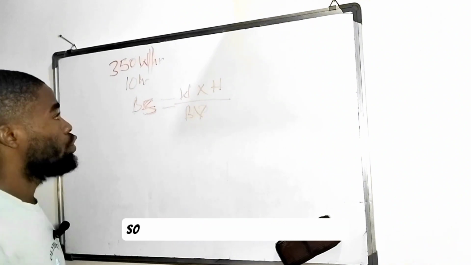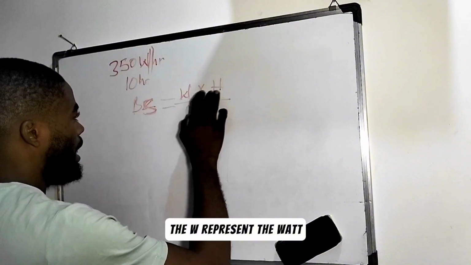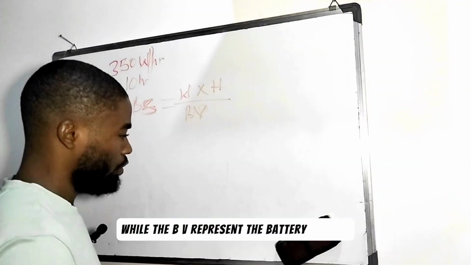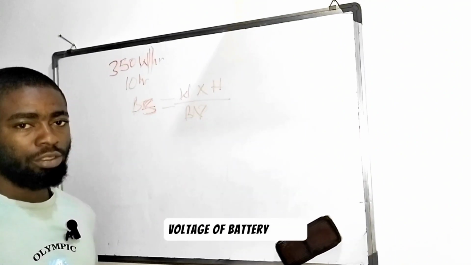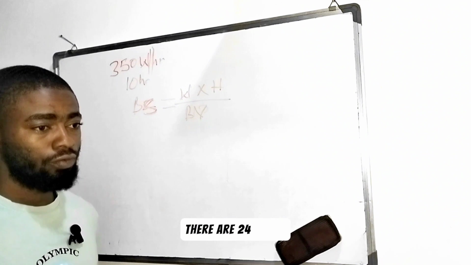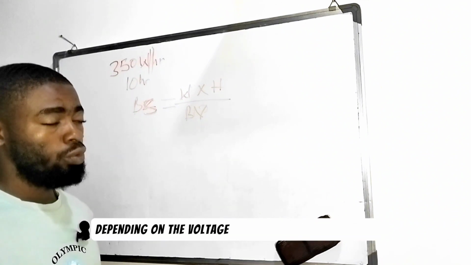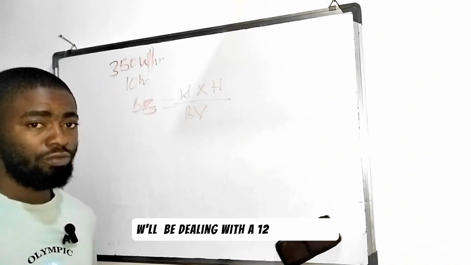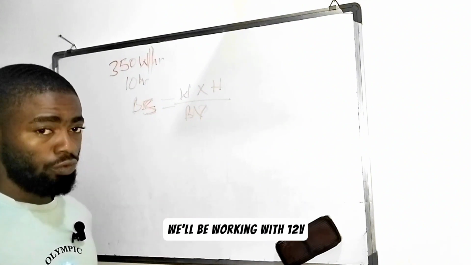So there is no need to convert alternating current watt into direct current watt, because watt is watt even in DC. After getting your formula, the W represents the watt, the H represents the hour, while the BV represents the battery voltage. We have different voltages of battery banks. There are 12 volt, 24 volt, 48 volt, 36 volt, depending on the voltage of battery you want to use. But with this example, we'll be dealing with a 12 volt system.